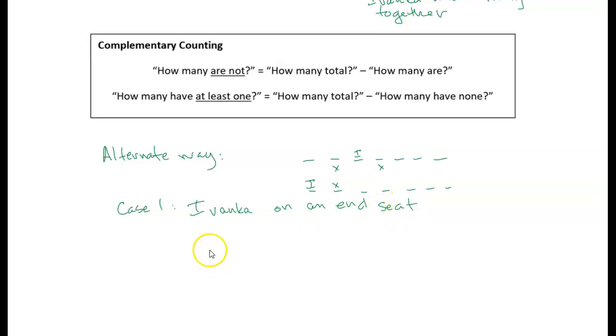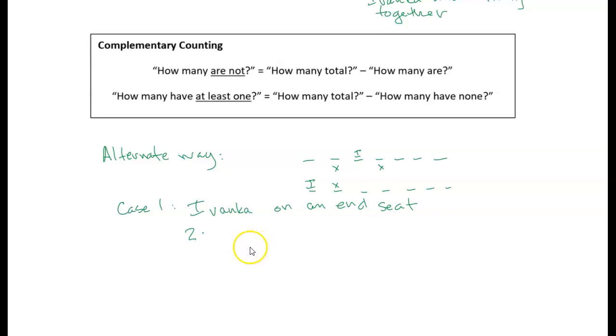Okay, so we have 2 choices for an end seat. We can either be on the right end or the left end. So she has 2 choices for places. There are 2 choices for the place where we put Ivanka.